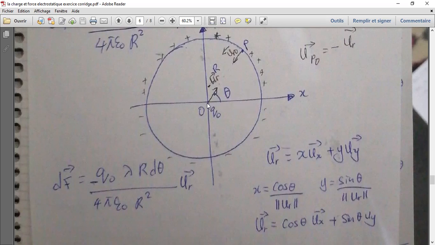You have to move this distance X, and my direction should be towards what? Towards my right side, which is UX. Then after that, I have to move my distance Y upwards, towards the upward direction, which is the vector UY. So from there, you just have to know what your X is and what your Y is.